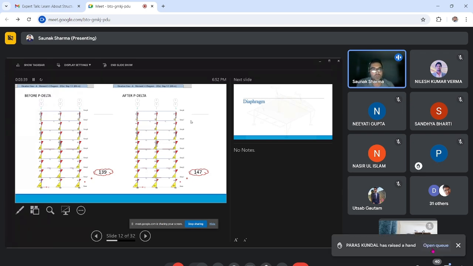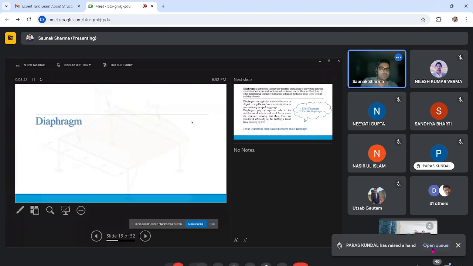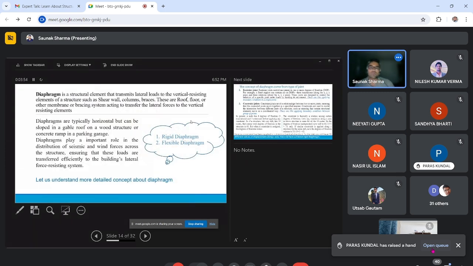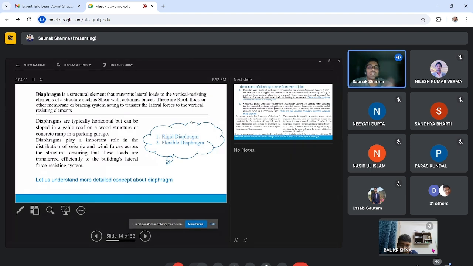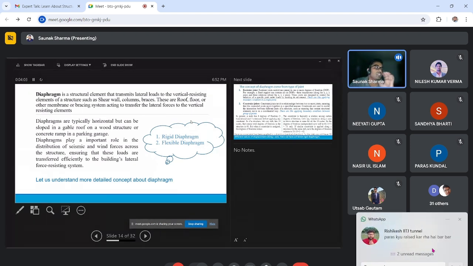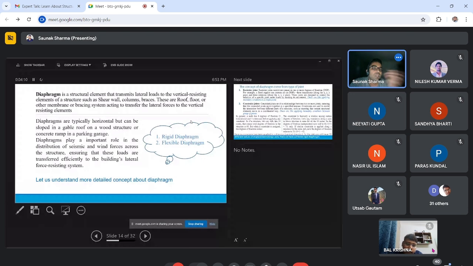We will do a Q&A session after this whole session. So I would like to continue with the diaphragm first. Now let's discuss the diaphragm. What is a diaphragm? Generally, we can say the slab acts as a diaphragm. To visualize in layman's language, the slab acts as a diaphragm.